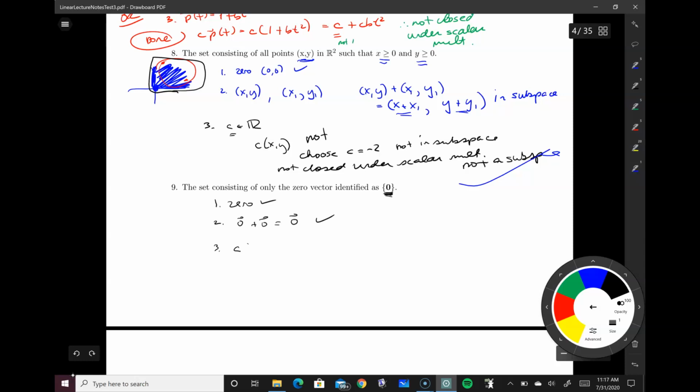And if I take my vector, the one vector that's in there, and multiply it times a constant, do I stay in the subspace? I do. So therefore, this yes is a subspace. The ultimate of trivial examples.